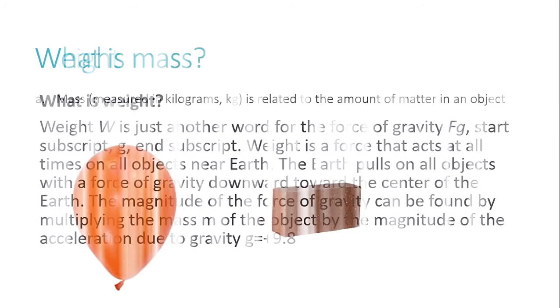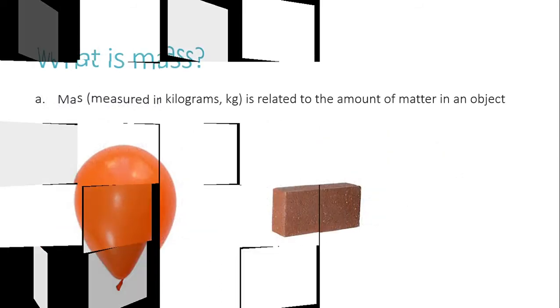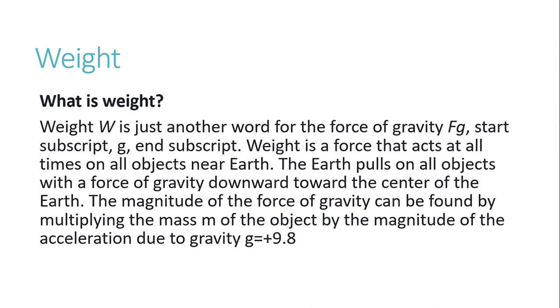Now the second concept, so this is mass. The second concept is what exactly is weight. Weight, which is denoted by W, is just another word for force of gravity, that is F with a subscript of G. Weight is a force that acts at all times on all objects near Earth.